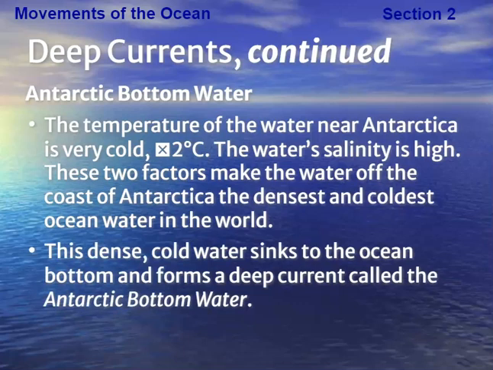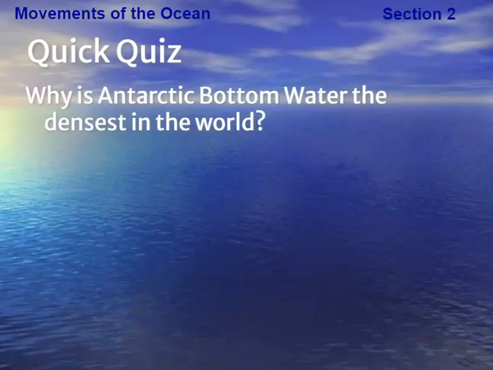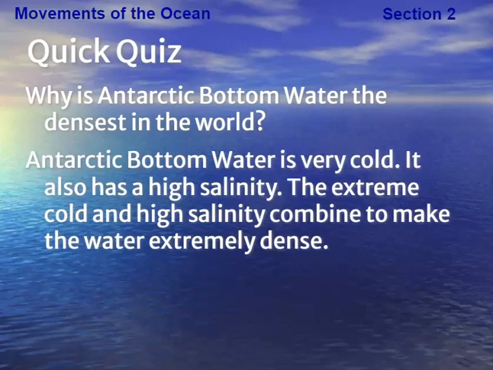And that dense cold water sinks into the bottom of the Antarctic. It then moves through the ocean basin, and it will not recirculate to the surface for hundreds or even thousands of years. So why is the Antarctic bottom water the densest and the coldest in the world? Well, it's because it's really cold and because it's high in salinity.